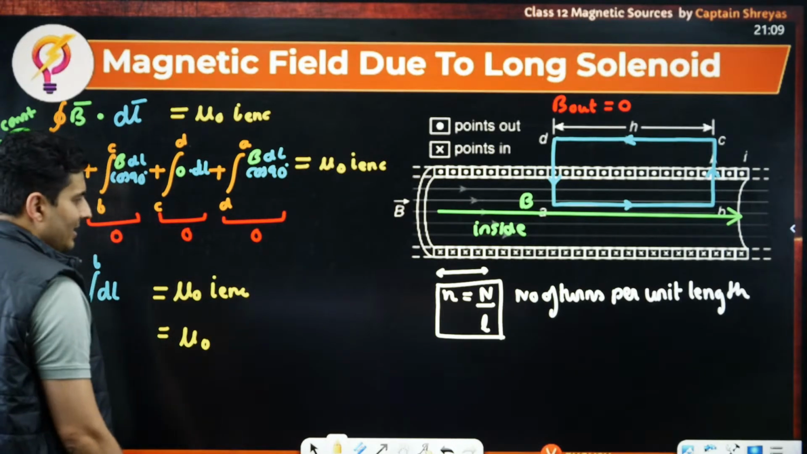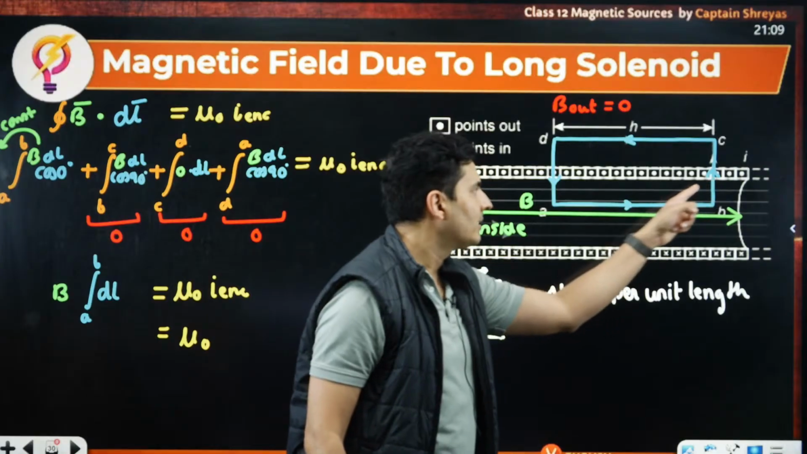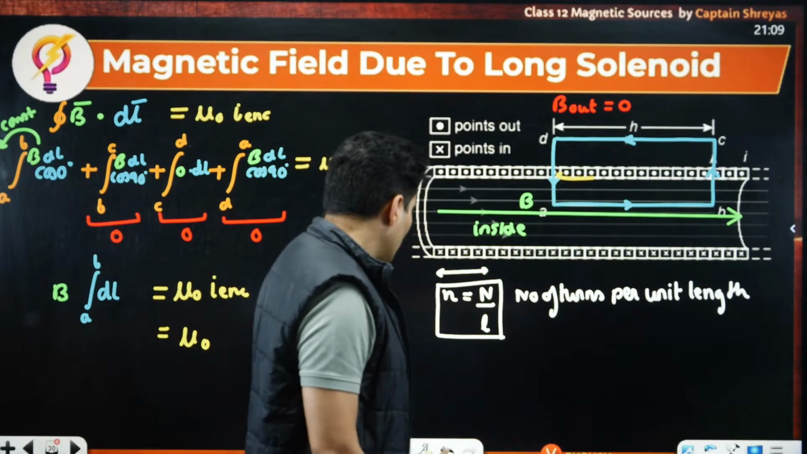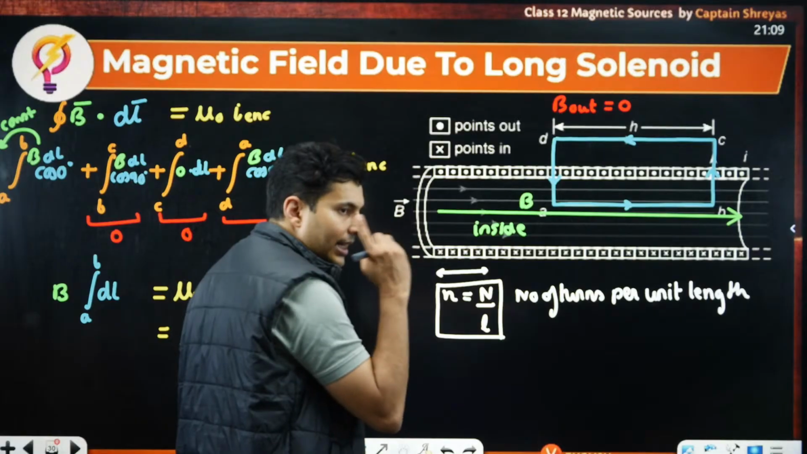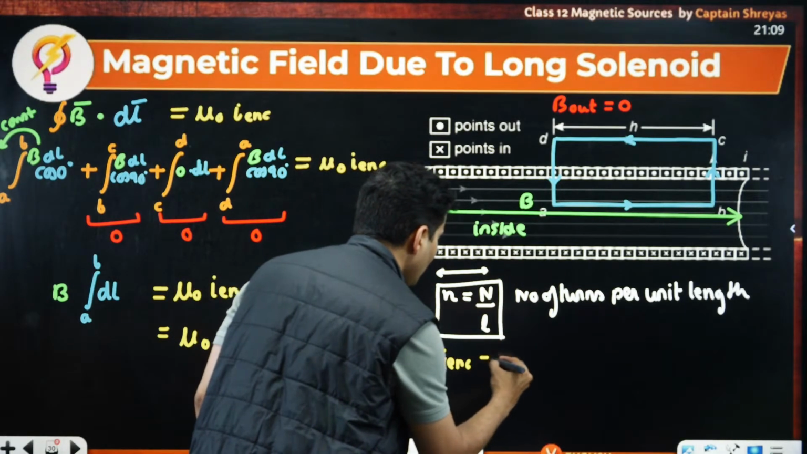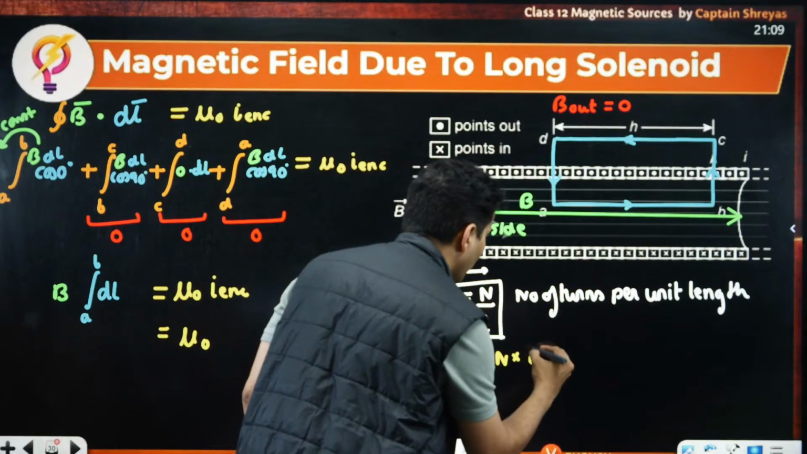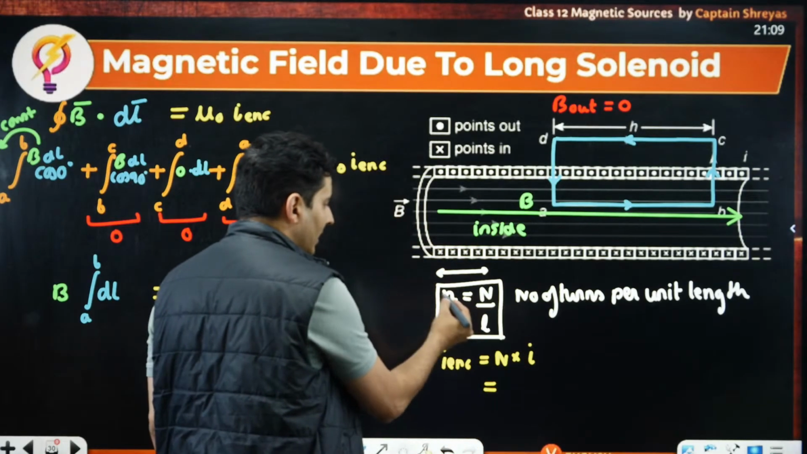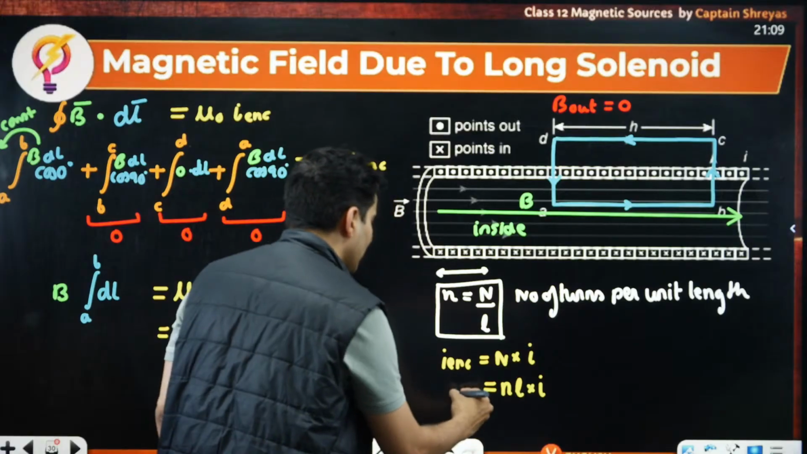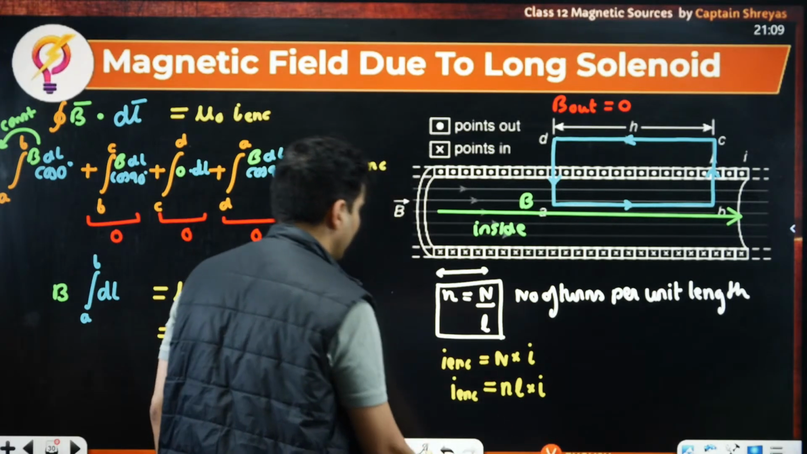How much is the enclosed current in this region? There are many wires over here. Each wire is carrying current I. So the enclosed current is the number of wires into the current in each wire. What is N? It is small n into L. So small n into L into I is the enclosed current.